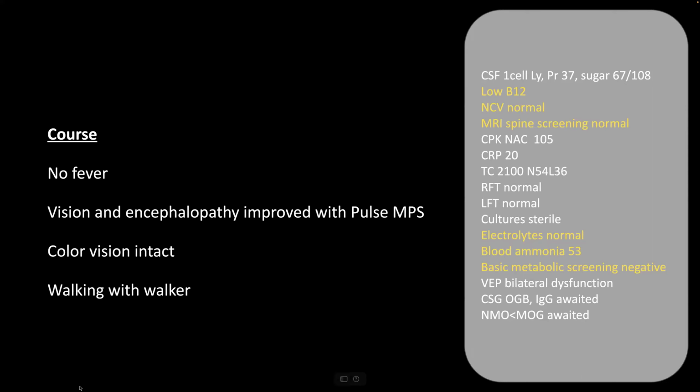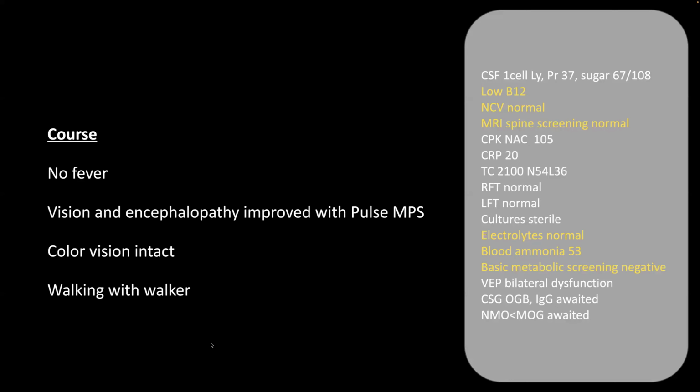NCV was done, which was reported as normal. And MRI spine screening also was done, which was reported as normal. CPK-NAC was 105. CRP was 20. Total counts were on the lower side, 2000, with neutrophils of 54. Renal and liver function tests were normal. CSF and blood cultures were sterile. Electrolytes were normal. And basic metabolic screening was done, which was negative, including blood ammonia, 53.